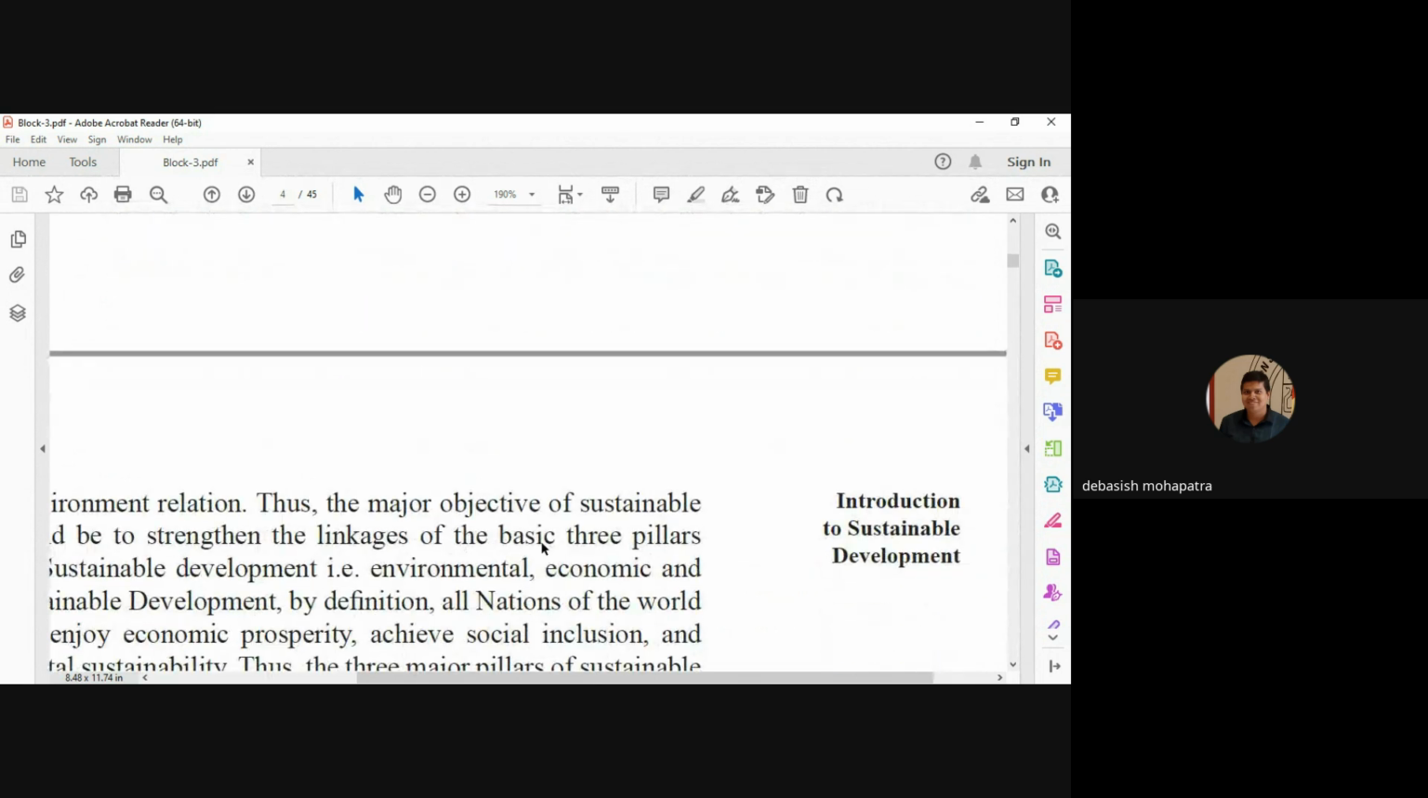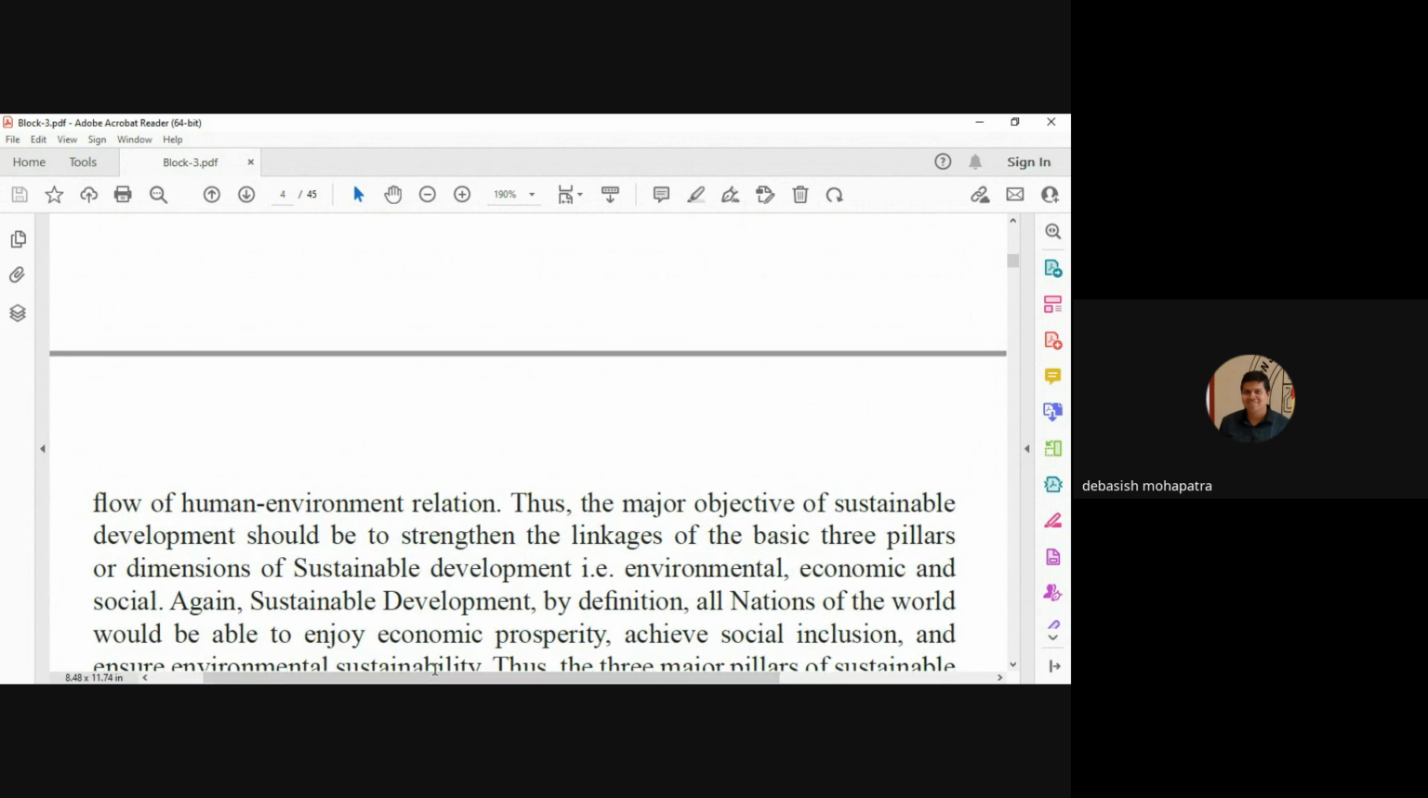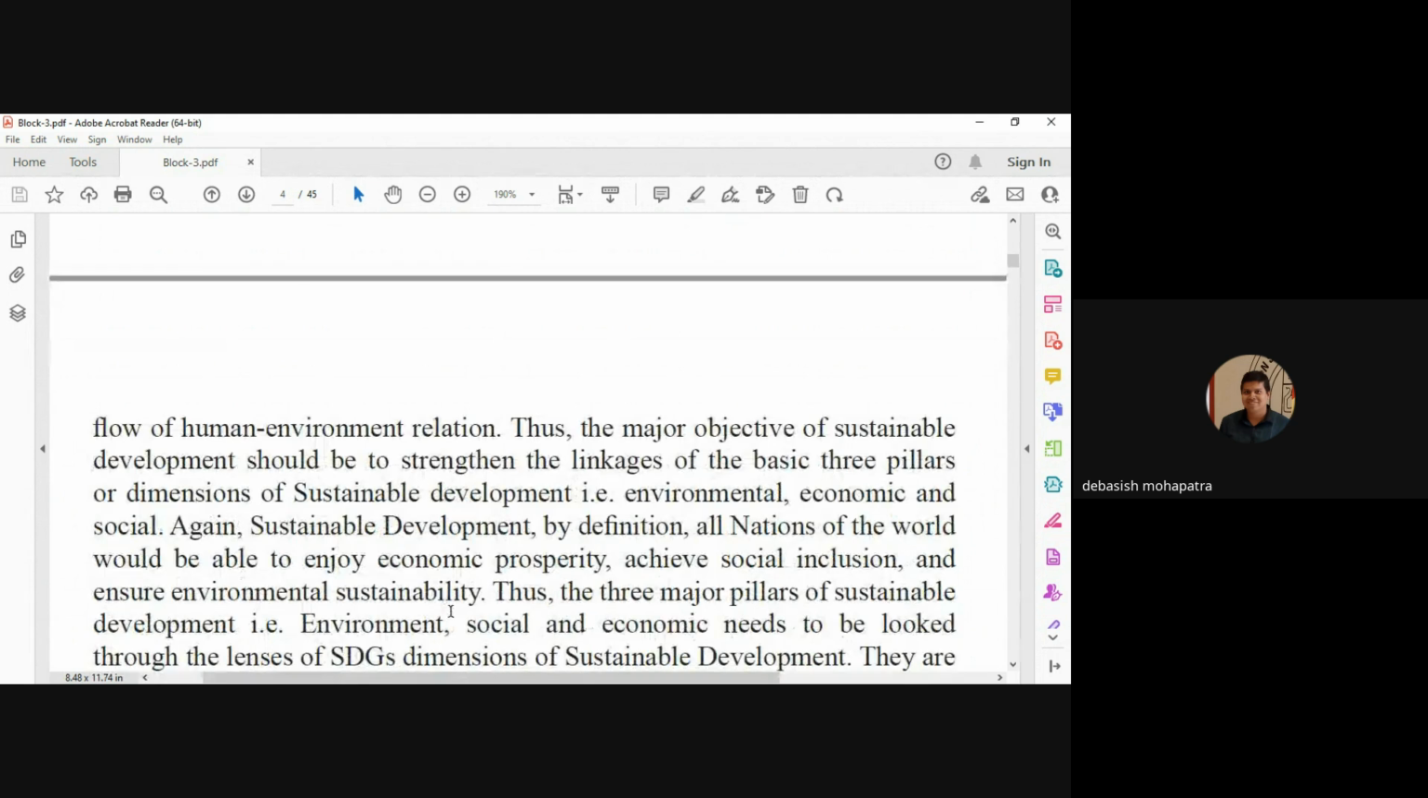This is affecting the flow of human-environmental relationships. Thus, the major objective of sustainable development should be to strengthen the linkage of the basic three pillars or dimensions of sustainable development, that is environment, economic, and social.